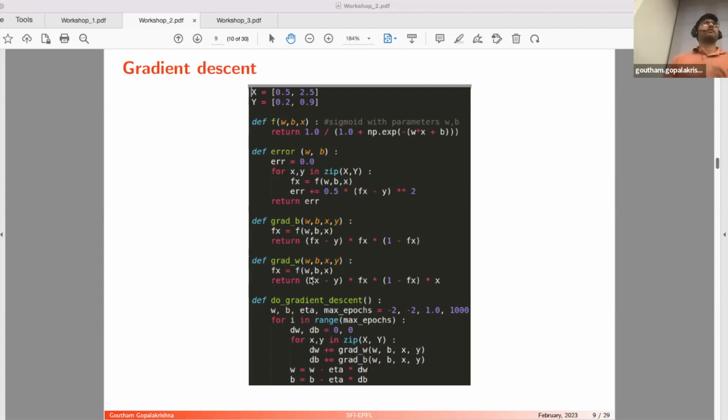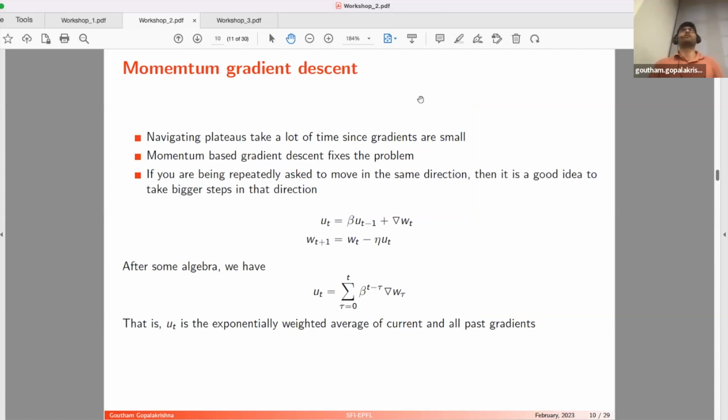Okay? If you have a nasty PDE problem and you're trying to use gradient descent, it's just going to take forever because probably there are lots of plateaus in this loss function. Okay? So let's look at a way to improve this, and that's called momentum gradient descent. So basically, the idea is that navigating plateaus takes a long time since gradients are very small. And the whole idea is that if you're being repeatedly asked to move in the same direction, then it's a good idea to walk faster in that direction. Okay? How do we do that?